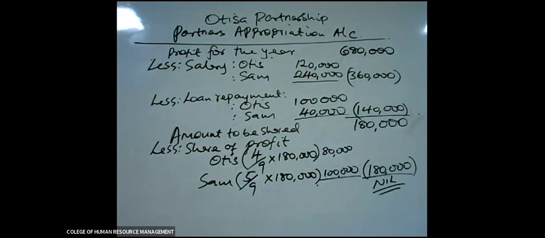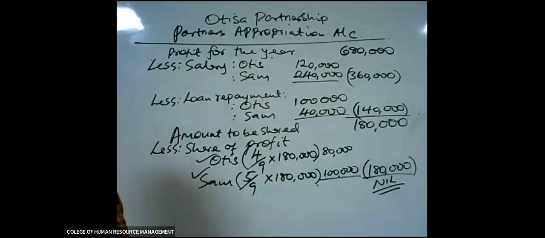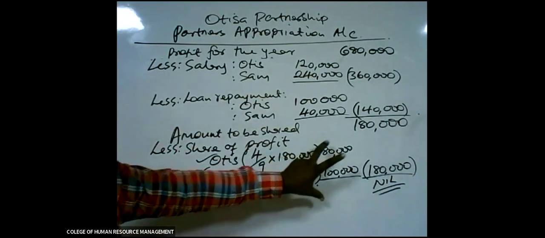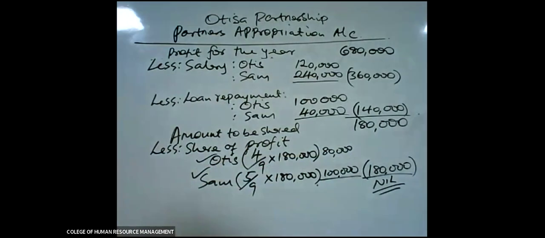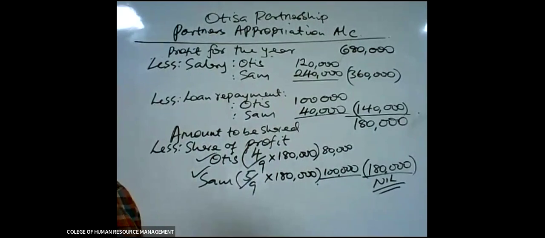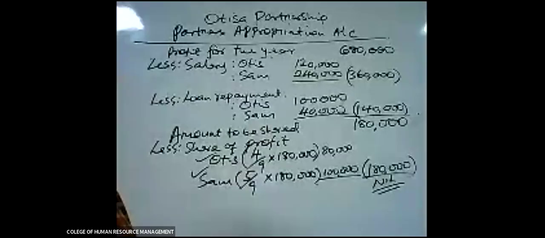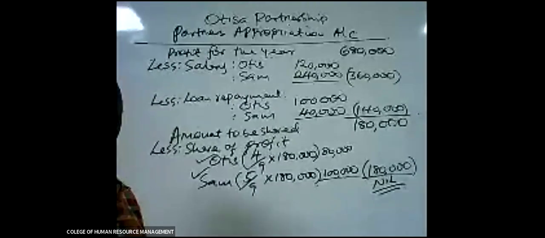That is the appropriation. You need to start with appropriation so that now you can get this share of profit. You cannot get it any other way. You need to do this because this was part of the current account balance. The question was asking you to prepare the partners' current account. So whatever we have prepared is the appropriation, but the question was requiring the current account. You must go through the process of preparing the appropriation before you proceed to the current account, for you to earn the 10 marks.